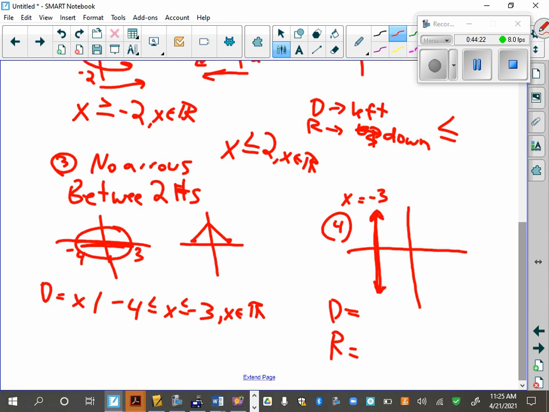And the domain is the hardest one. The domain is what? x equals -3. This is -3, 0. This is -3, -4. This is -3, 17. All the x values are just -3. And then the range is how far does that graph go up and down? -infinity to infinity if you're doing interval notation.